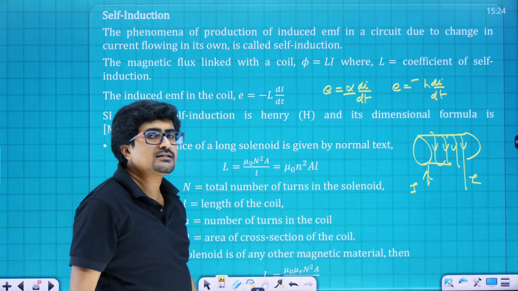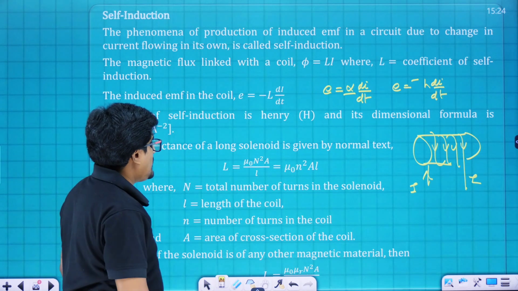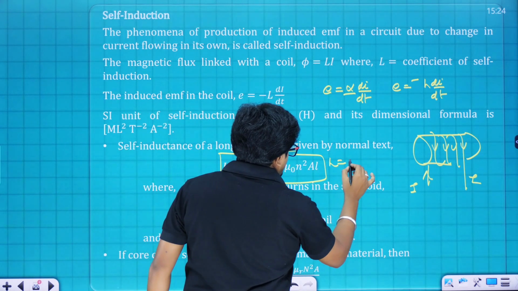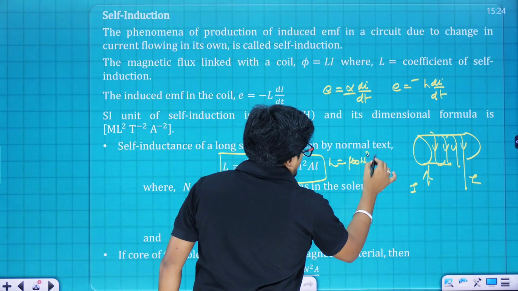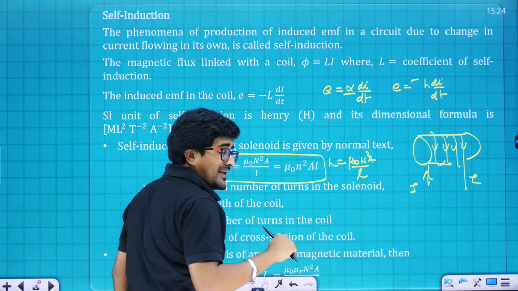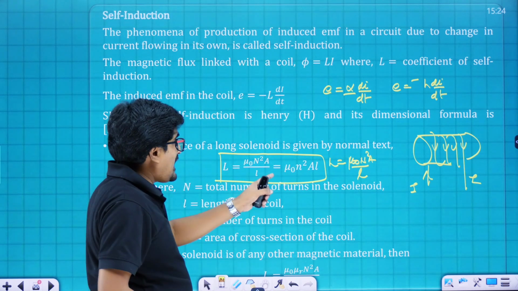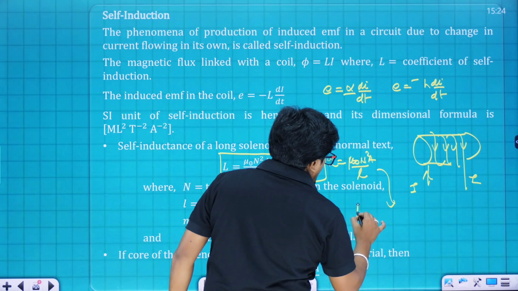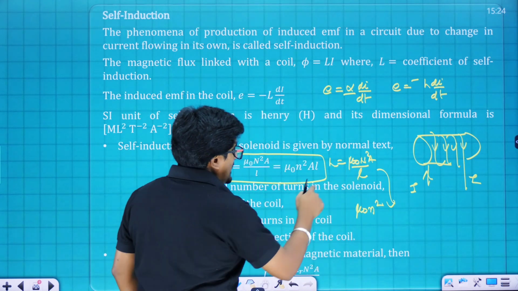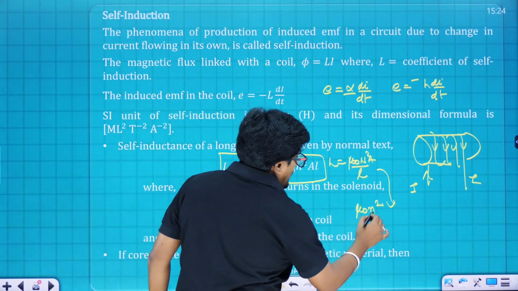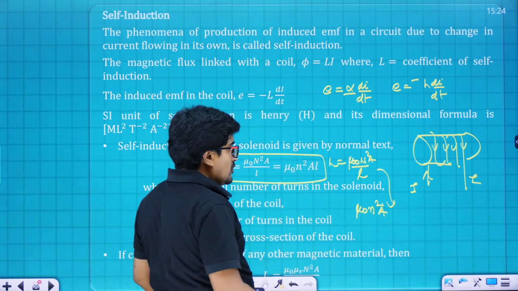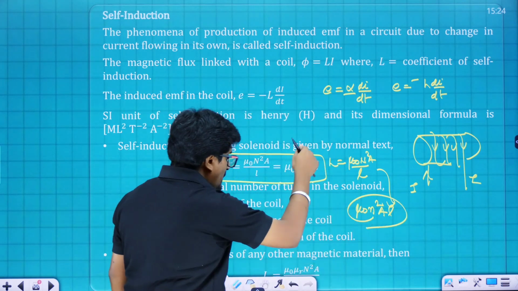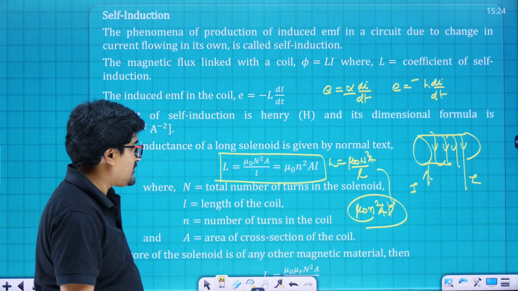This capital L is termed self-inductance, and the general formula for self-inductance is L equals μ0 N² A divided by l, where capital N is the number of turns. The same thing you can have in terms of the number of turns per unit length also. There it is μ0 times small n squared, times A in the numerator, but instead of having small l in the denominator, here we have small l in the numerator. That is the only difference.